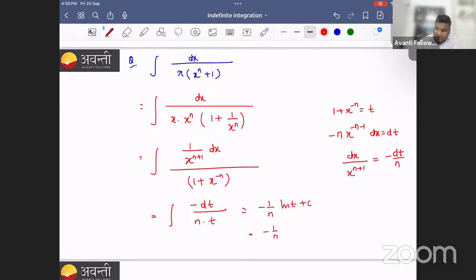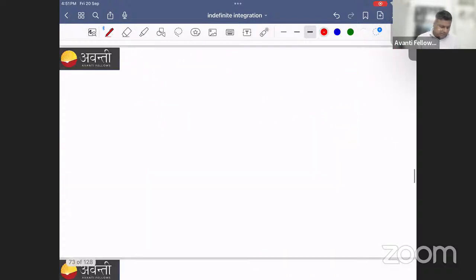So it is minus 1 by n ln of t, which is 1 plus x to the power minus n, plus constant. This is your answer. Got it? Am I clear? So it was a simple variety. Now let's take another very good example.